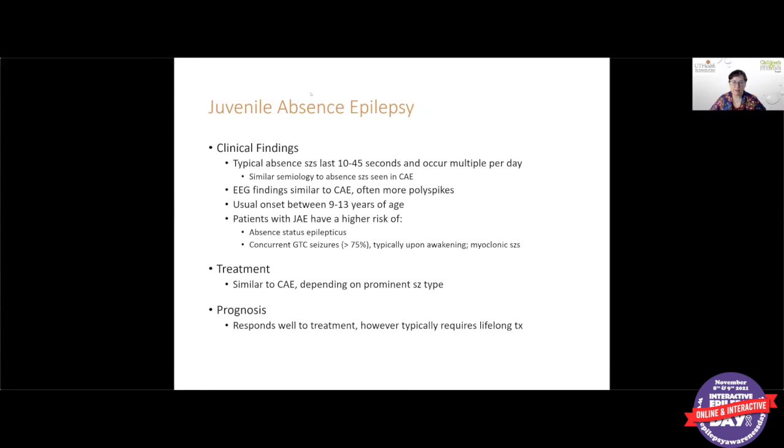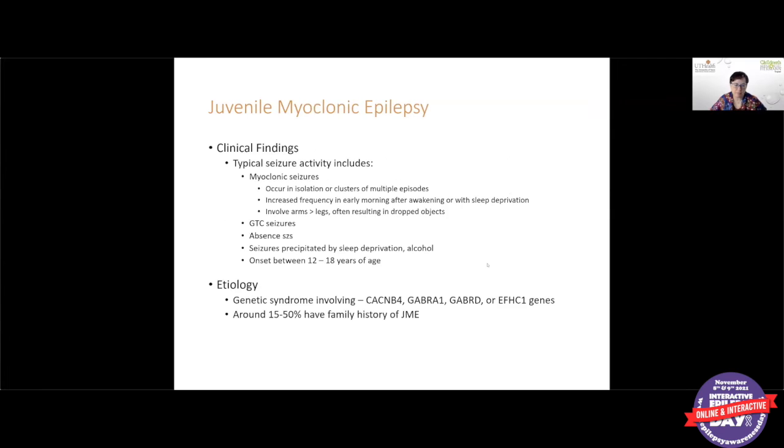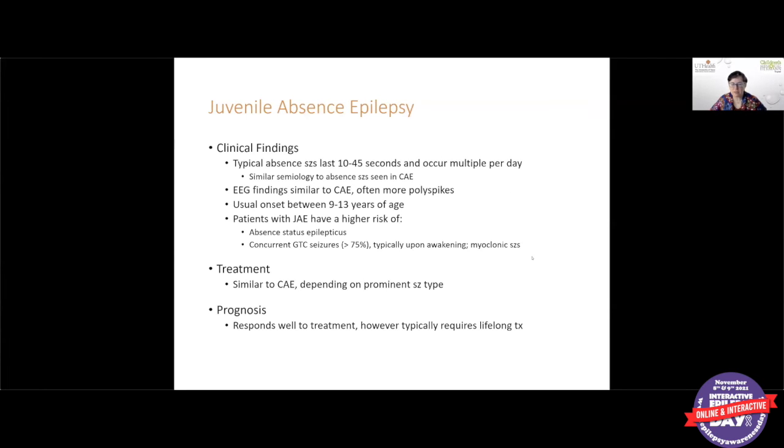Okay, so another type of epilepsy that's common in children and in young adults is called juvenile absence epilepsy. This is also a type of epilepsy where you have absence or staring spells that last a little bit longer, 10 to 45 seconds, and also usually happen daily. The EEG findings are similar to childhood absence epilepsy, and the treatment is going to be similar. Usually it's with medication, which most people are going to respond to if they have these types of epilepsy.